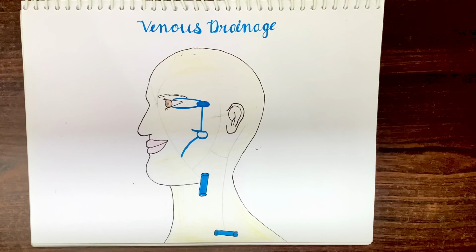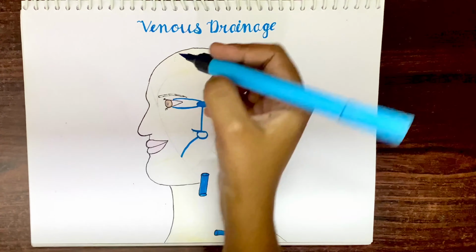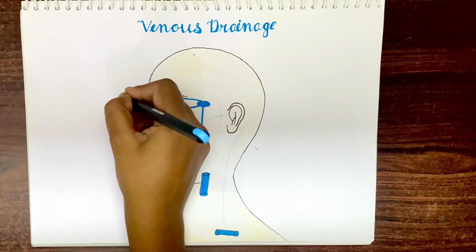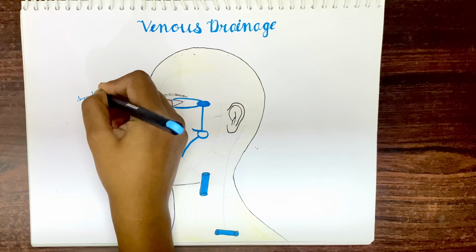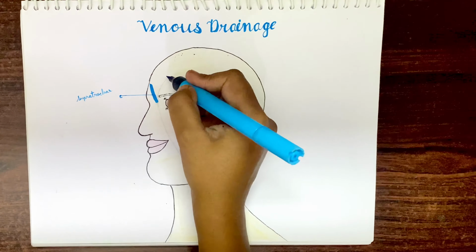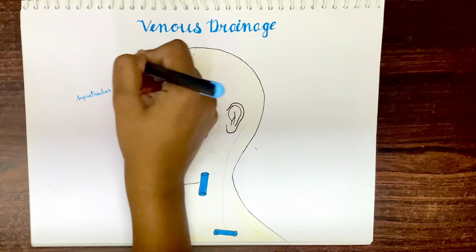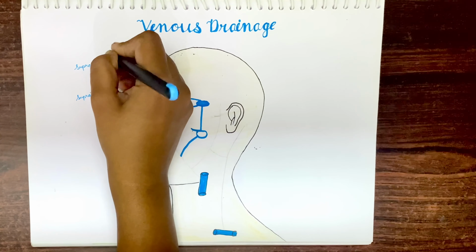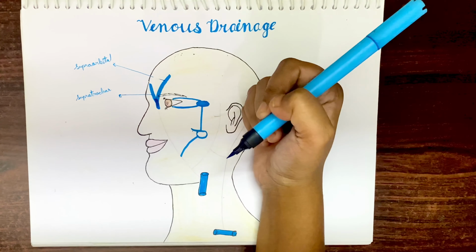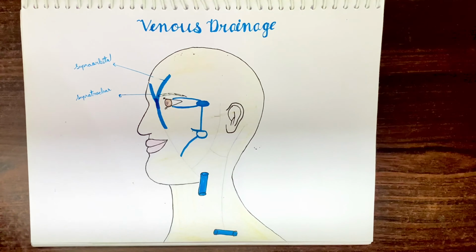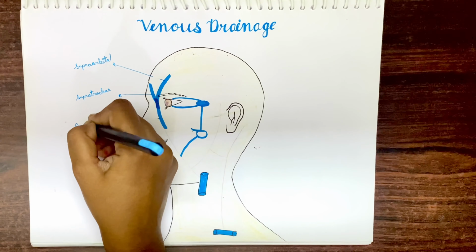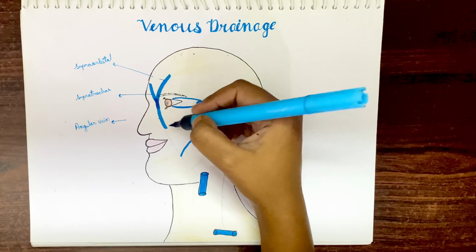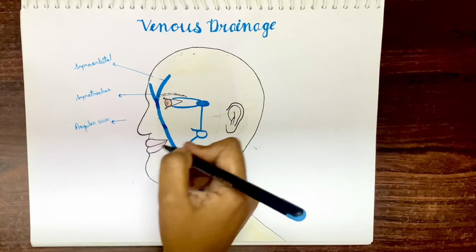Now the last topic that we will look at is the venous drainage of the scalp. Like the arteries, the veins also have similar names according to where they pass through. Starting with the supraorbital and the supratrochlear vein. The supraorbital and the supratrochlear vein combine at the medial angle of the eye to form the angular vein. The angular vein then continues downwards to form the facial vein.